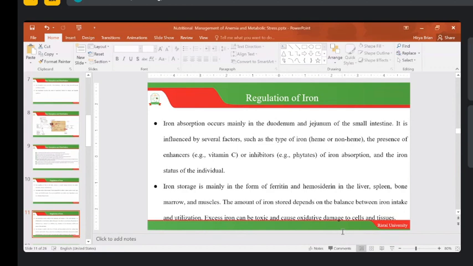Okay. Going forward, we're looking at the storage form of iron, and we're looking at it being stored as ferritin and hemosiderin in the liver, spleen, and also in the bone marrow and muscles. The amount really depends on the balance between what we are taking in and what we are utilizing. And we are also saying that excess iron can be toxic, as it can cause oxidative damage to cells, because oxygen will be binding to this.